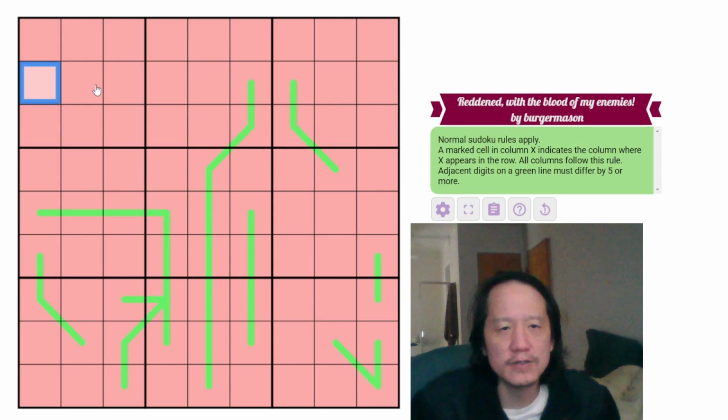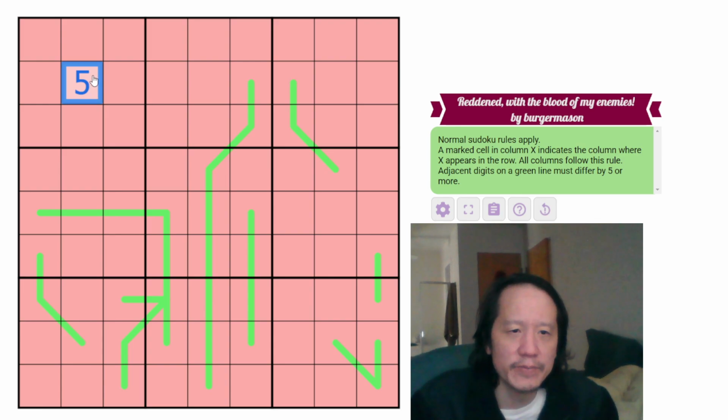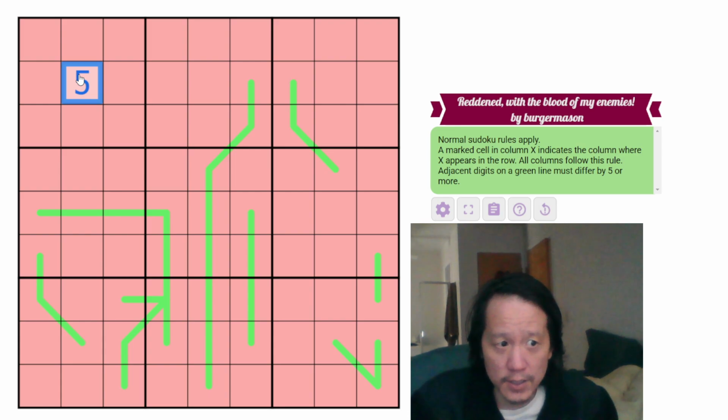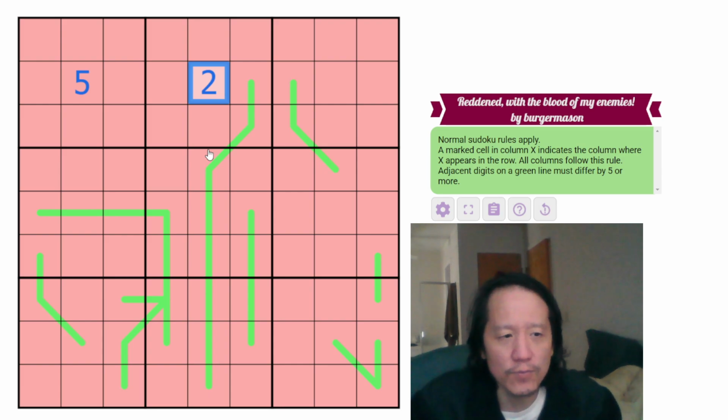So, okay, let's use an example. Maybe that's easier. Say this were a 5. A marked cell in column X indicates where X appears in the row. This is column 2, so X is 2, which means 2 appears in the 5th cell in the row. So therefore, this being 5 would force this to be a 2, right?